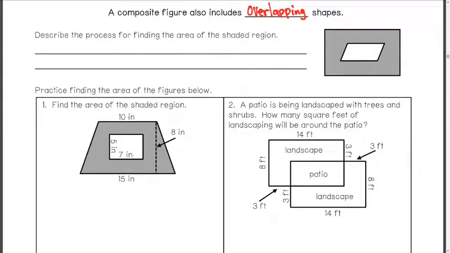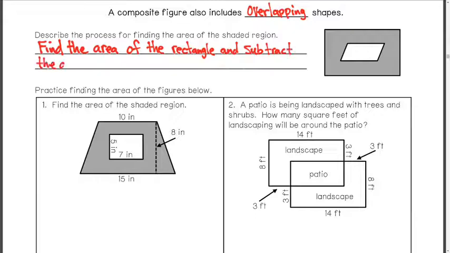To figure that out, all we have to do is find the area of the rectangle, and once we find the area of the rectangle, we would then subtract the area of the parallelogram. If we did that, then this parallelogram would be taken out, and what would be left would be this shaded region. Okay, go ahead and try number 1 and 2 on your own and see if you can figure it out.